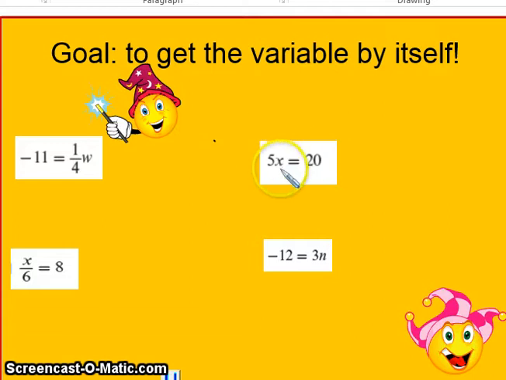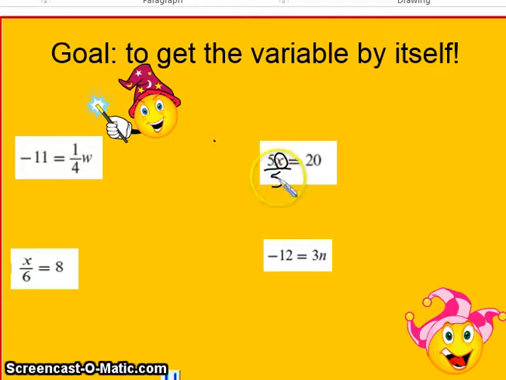So I'm going to start over here at 5x equals 20. Now here I have 5 times x, and I'm getting a result of 20. I want to get x by itself, so I want to figure out what value I can plug in for x that will make this a true statement. Since I'm multiplying 5 times x, and I want to get this x all by itself, I'm trying to get rid of this 5. What undoes multiplication is division. So since I'm multiplying here, to undo that I have to divide, and I'm going to divide by 5.